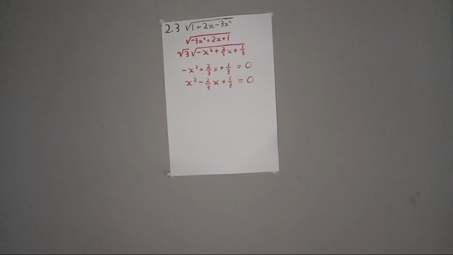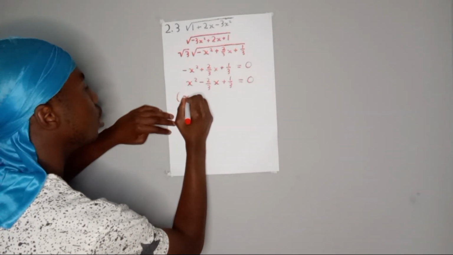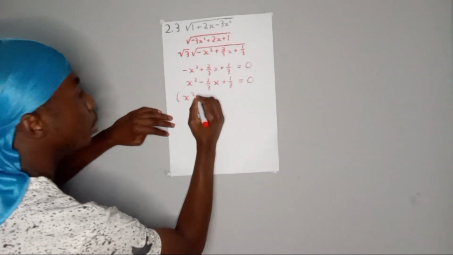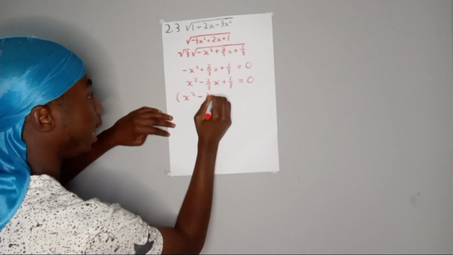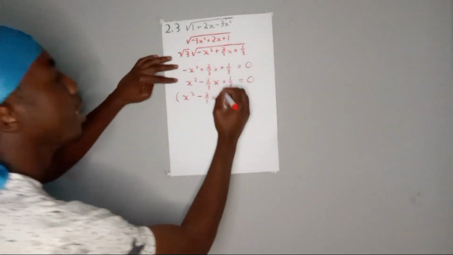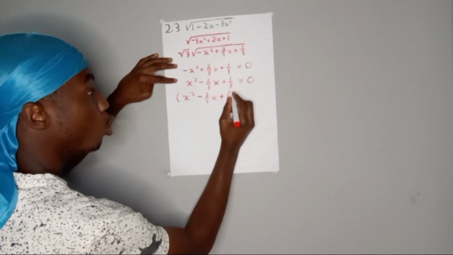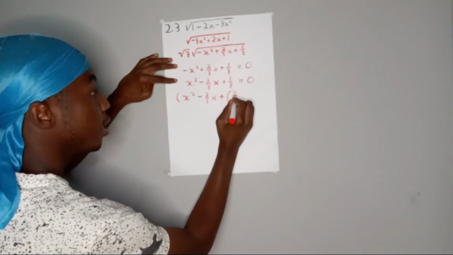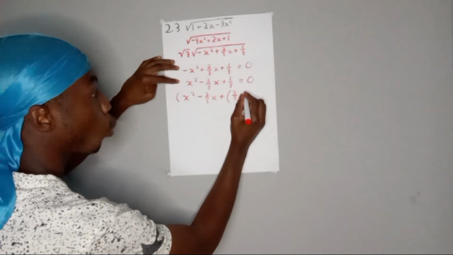Right now, our next step is completing the square. I'll break it down for you bit by bit, slowly. Let's put everything in a bracket. Right, let's start with the x squared minus the 2 over 3x. And now what we are going to do is add 2 over 3 divided by 2, and basically square it.